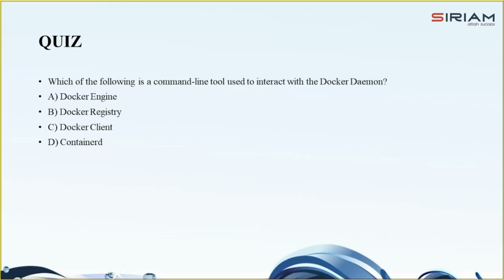The next question is, which of the following is a command line tool used to interact with the Docker daemon? The options are Docker engine, Docker registry, Docker client, and containerd. So option C is correct. Docker client is a command line tool that is used to interact with the Docker daemon, right?